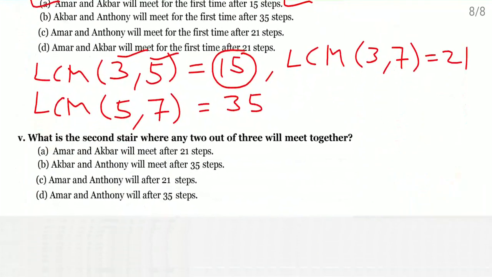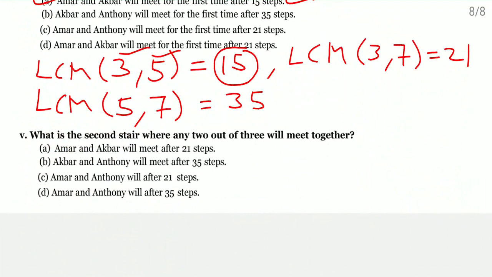Let us see the second one. What is the second stair where any 2 out of 3 will meet together? Very simple. Second time these 2 will meet, the first one and the third one. That means Amar and Anthony will meet after 21 steps. Amar and Anthony, that means option C is the correct one. Right? Come to the next question now.